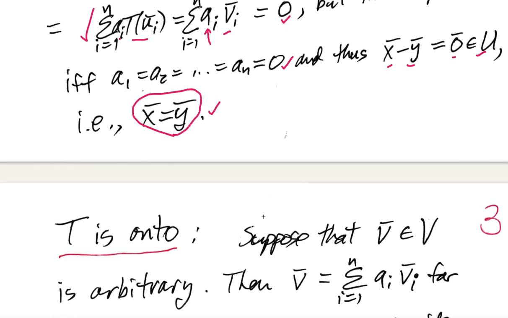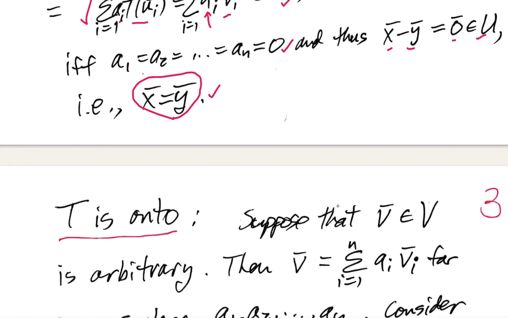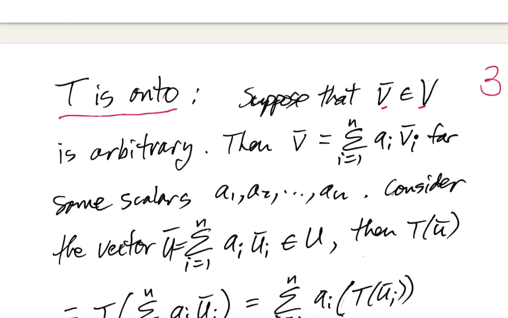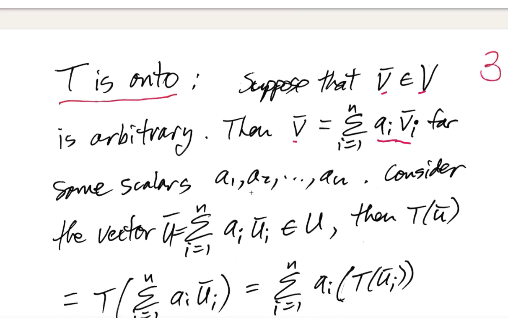How about the onto-ness? We need it to be onto also. Suppose that v bar is an arbitrary vector in the vector space V here. It's going to have some unique expression as a linear combination of vectors from the basis for V, and I've written that there, for some scalars a1 through an.